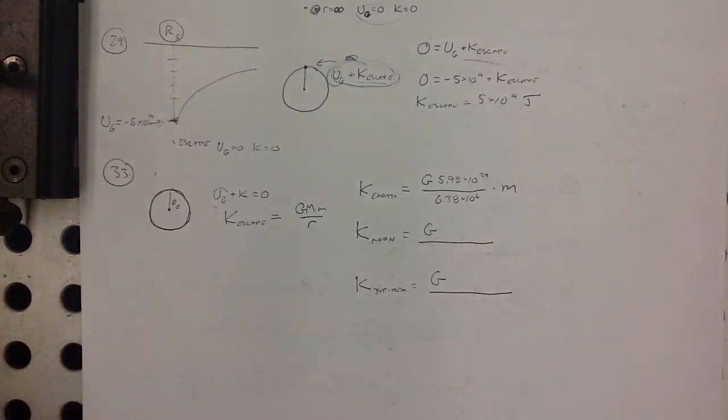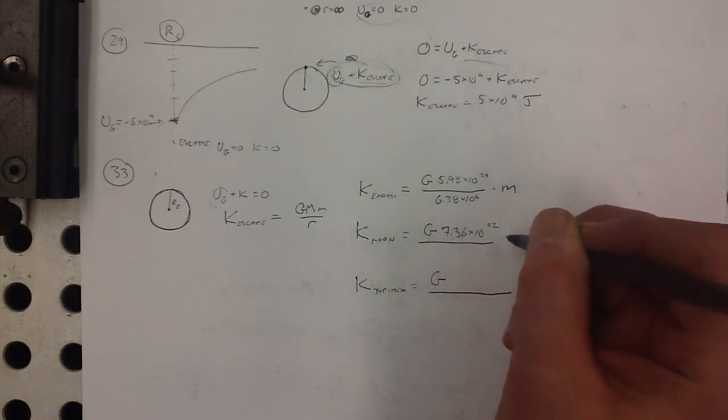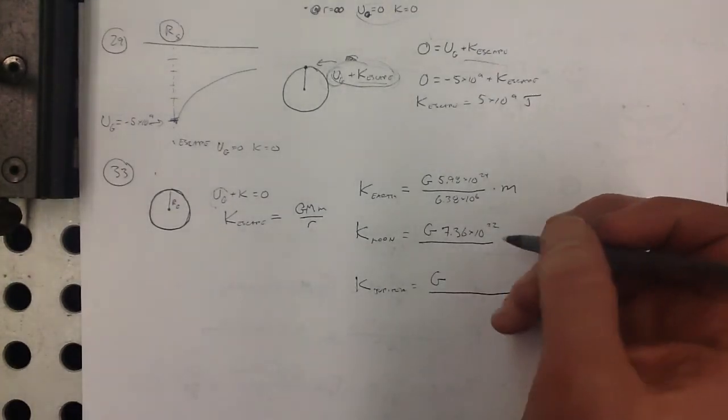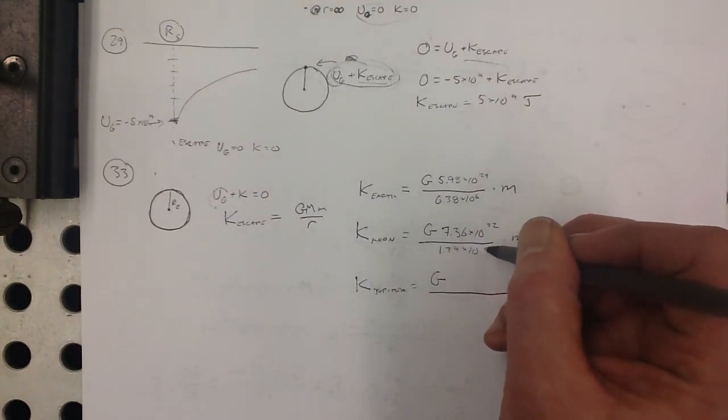So let me look those up in the back of the book, in Appendix C, some astronomical data. Let's see. Where's the Moon? Oh, there's the Moon. So the Moon has a mass of 7.36 times 10 to the 22, and it has a radius of 1.74 times 10 to the 6.